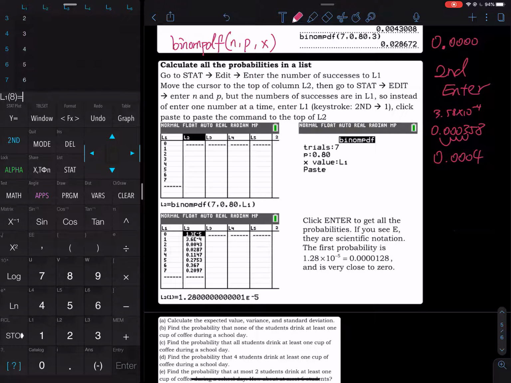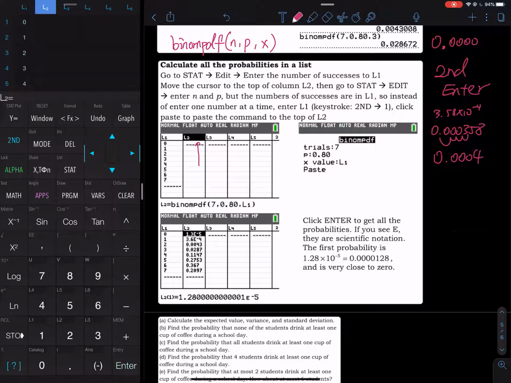So from 0 to 7, make sure you have every single entry correct. And then I am going to calculate the binomial probabilities all in one click. All right, so cursor on L2. Are you on L2? Not the first row. On L2, the top of L2. Right here, the top of L2.